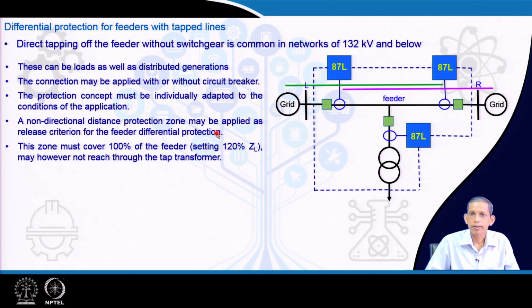Such a provision is there to initiate, to trigger the 87L, if there is a fault in the line. This is advantageous to the system, considering that the corresponding impedance of this path is much higher, that is, the impedance of the transformer becomes much higher also.